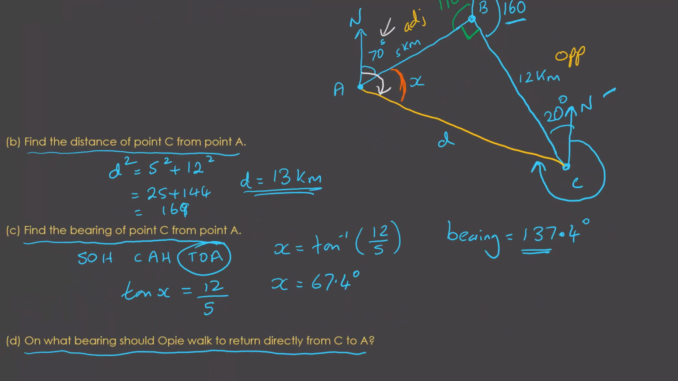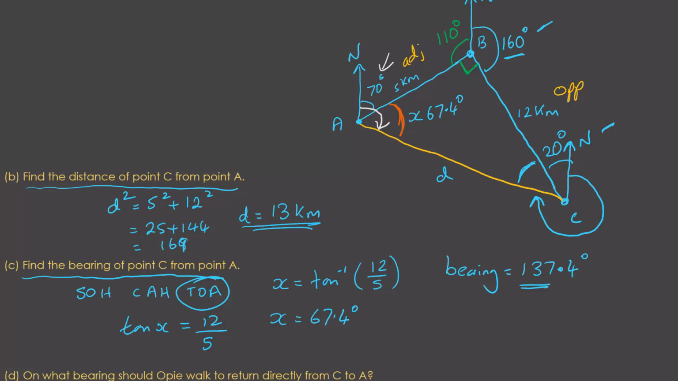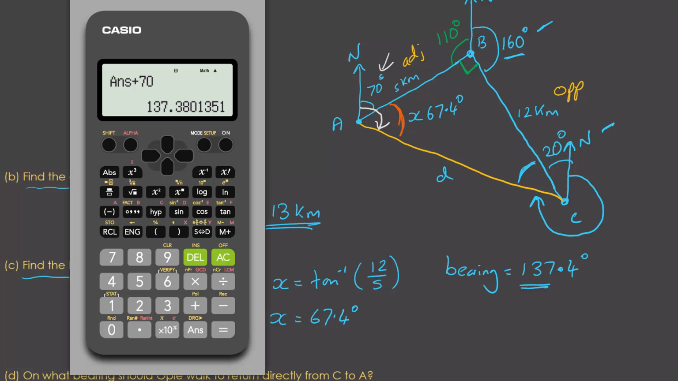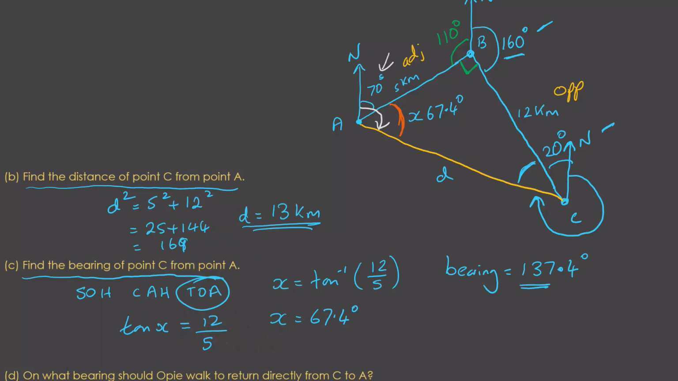Now we know that this angle is 67.4 degrees, and that means that we can find this angle just here. Because it's in a right angled triangle, 67.4 plus that angle must be 90. So in other words, that one is 90 take away 67.4, which is 22.6.